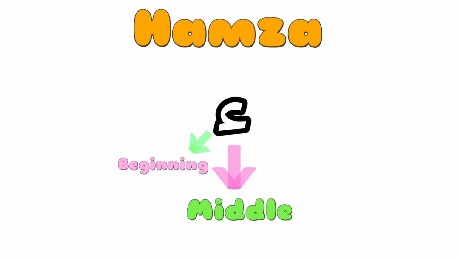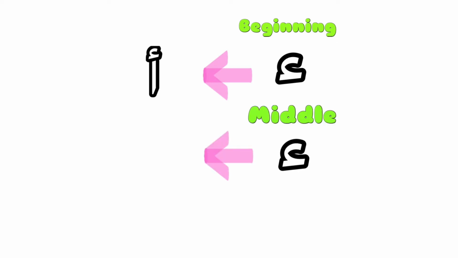Hamza is considered to be a letter that's barely found on its own. You can find it in the beginning, middle, and end of a word. When it appears in the beginning of the word, it would always be riding on an alif. In the middle, it would always and only ride on the long vowels, which are alif, waw, and ya. And sometimes you would see it appearing on its own, but that's rare.